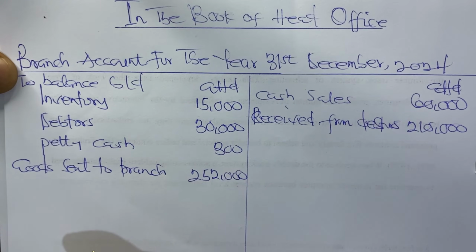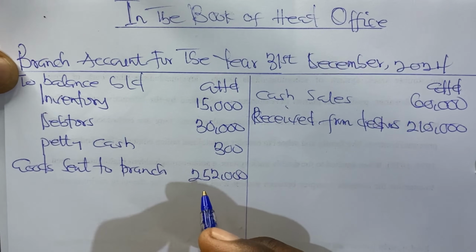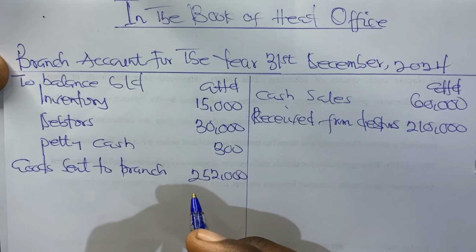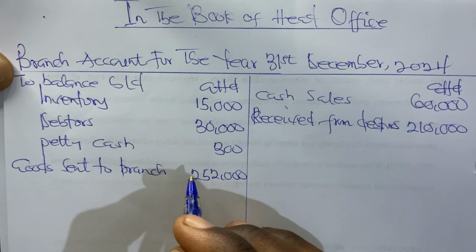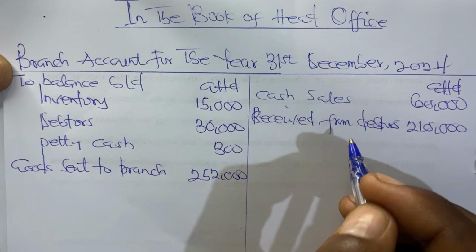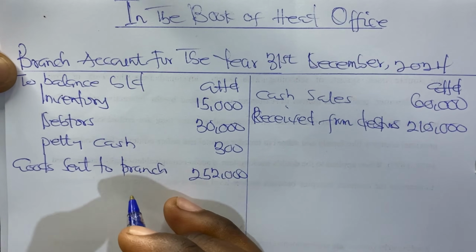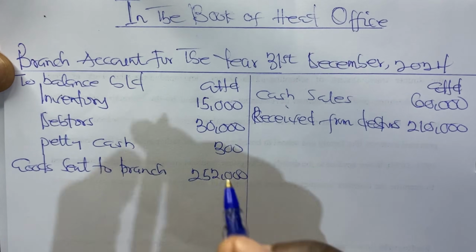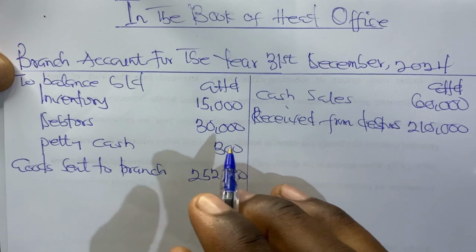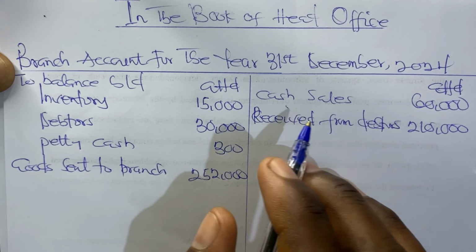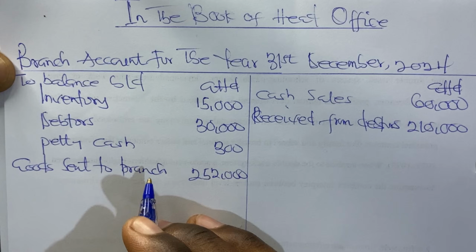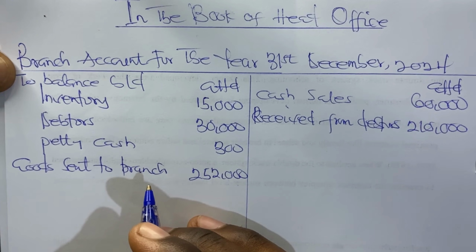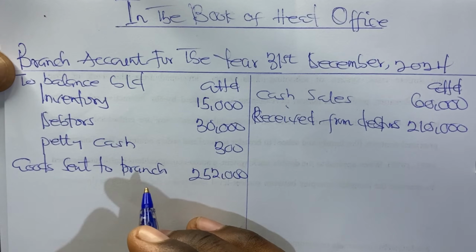Good. Now, the next is credit sales during 2024, which is 228,000. This credit sales will not be recorded in the branch account. There is a reason for that. We are comparing the cash receipt against the cost of the goods transferred to the branch. So we record what is received and not the total credit sales. So credit sales will not be recorded until the credit sales has been received. Is that okay?